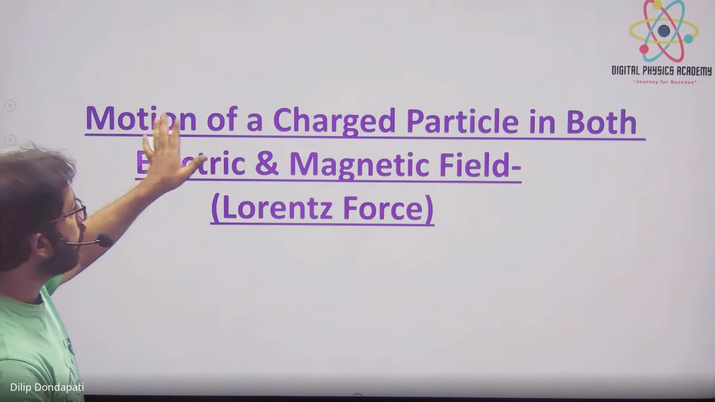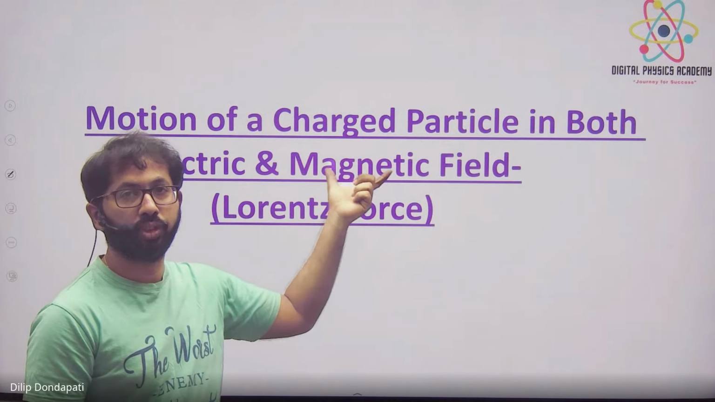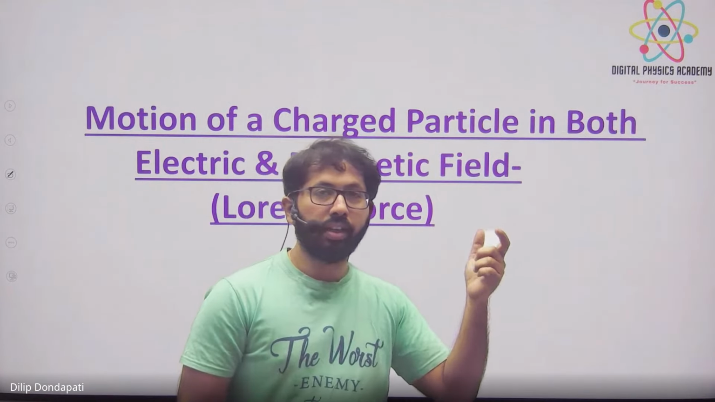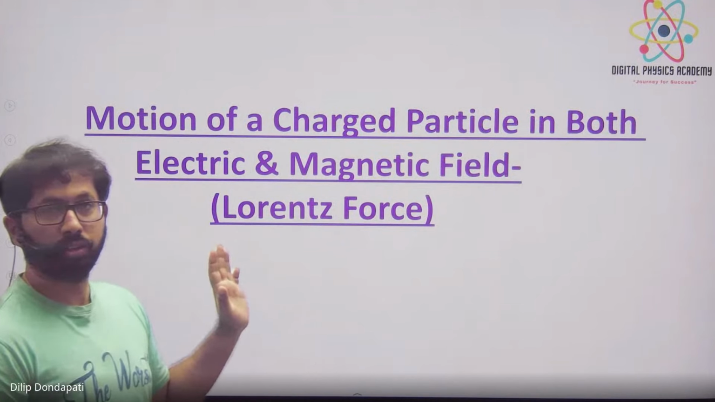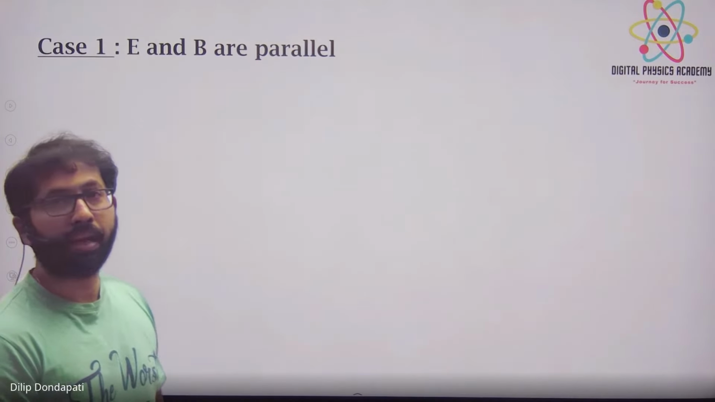Now, motion of a charged particle in both electric and magnetic field, and this force is called the Lorentz force. You know the formula: the electric force is QE and the magnetic force is Q into V cross B. We are adding both vectorially using the Lorentz force. Now we will divide this into some cases. Look, first case: E and B are parallel.